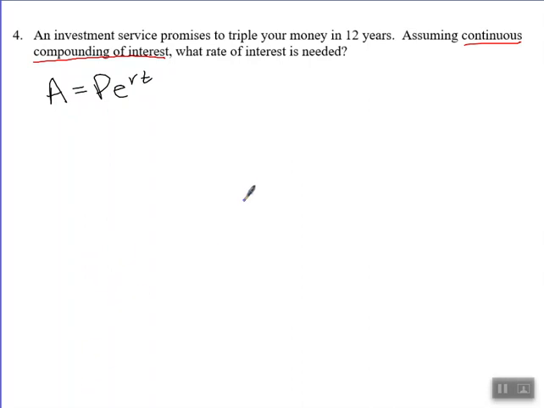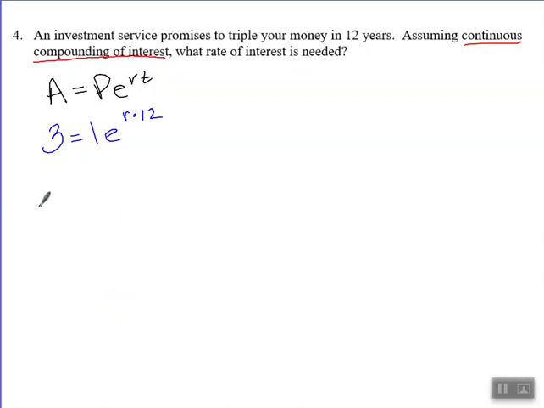Now, here it does not tell us how much money we start with or how much money we end with, but it does tell us that we are trying to triple our money. So the easiest thing to do is assume that you start with $1 and that you end with $3. We're trying to solve for the rate, and we know that it takes 12 years. Now, since I picked starting with $1 and ending with $3, I do not have to divide by P. If you had picked another amount to start with, you would need to divide.